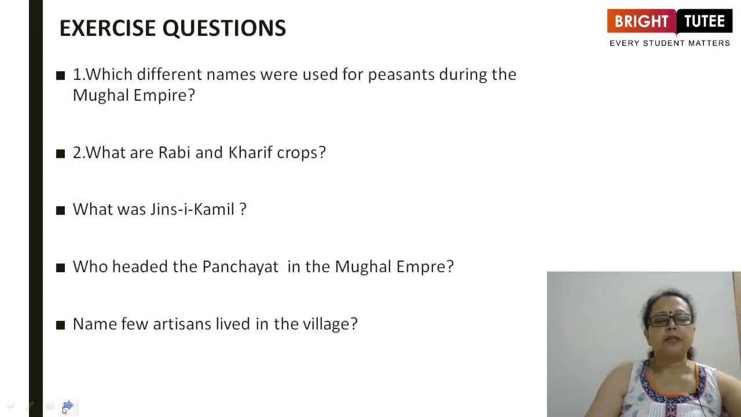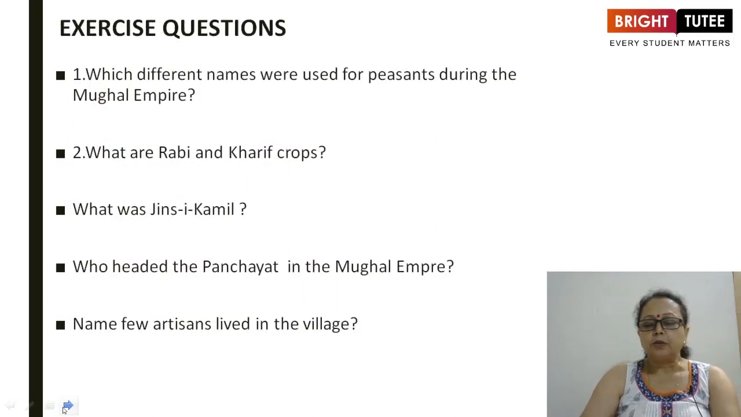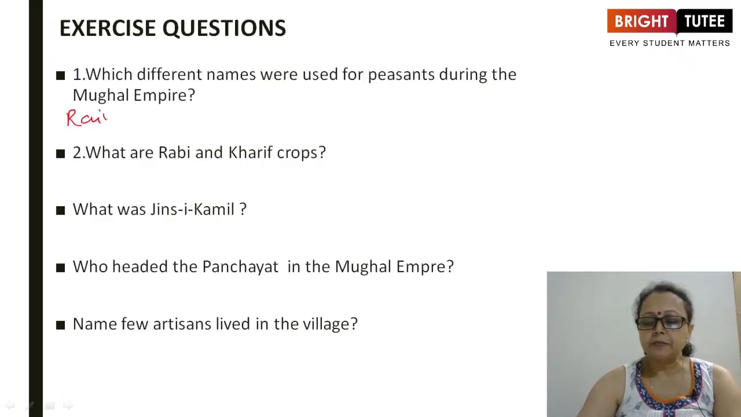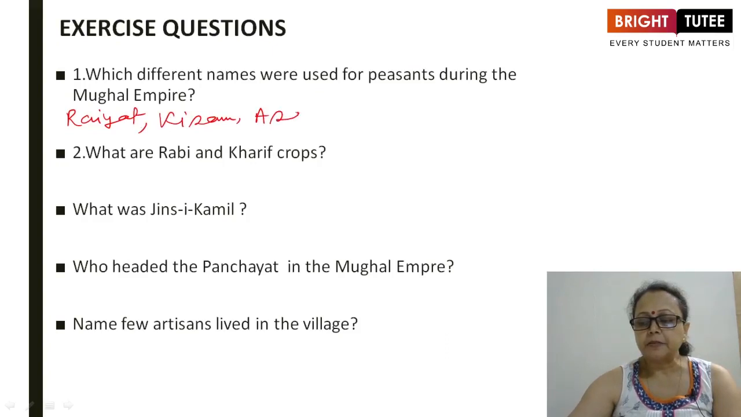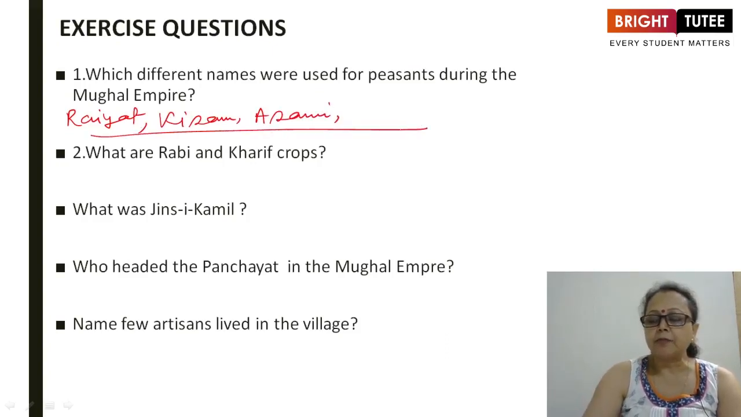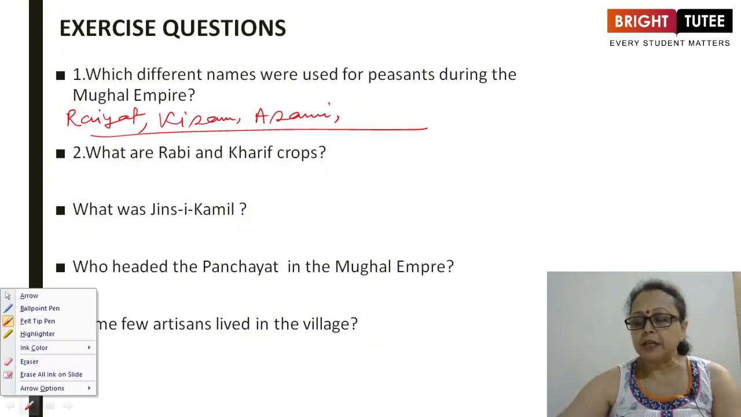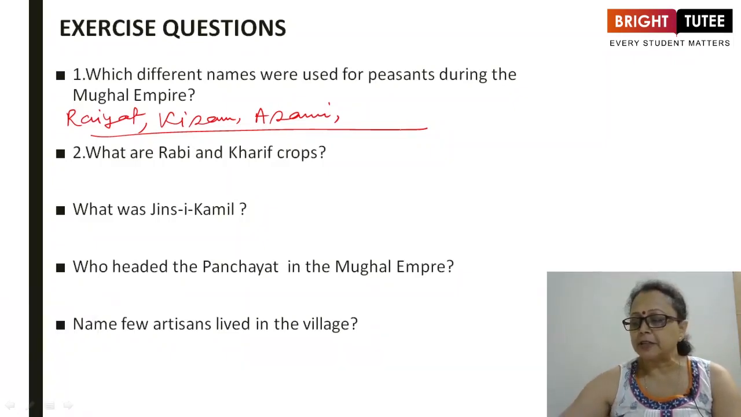Now, to recap the topic we have just discussed, which different names were used for peasants during the Mughal Empire? That is Raiyat, then Kisan, Asami. These are the names of the peasants used in different regions of our country.